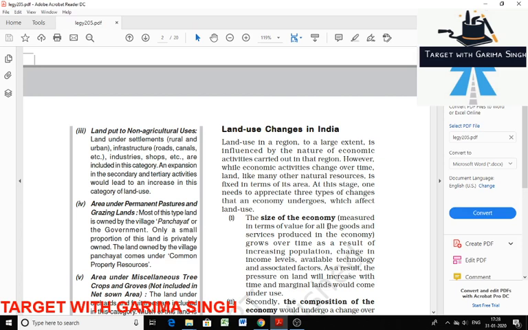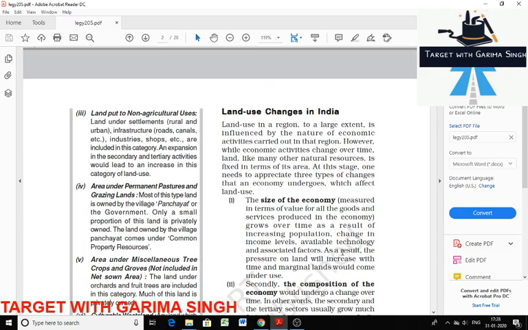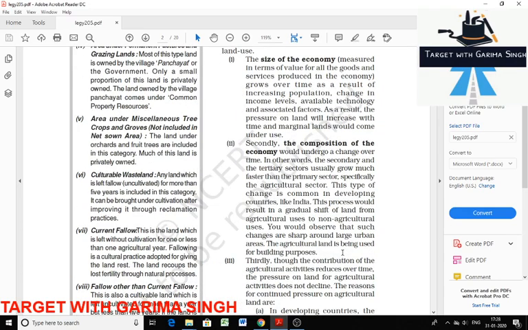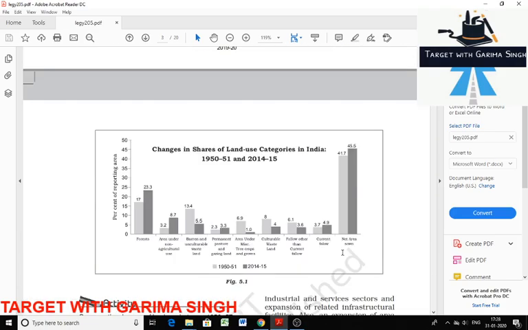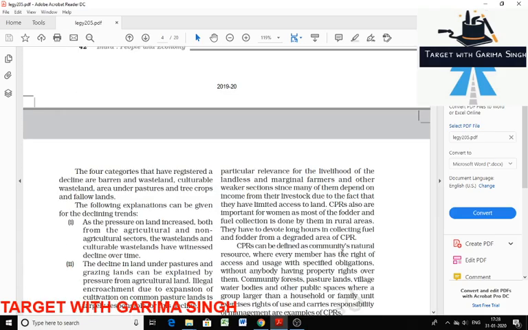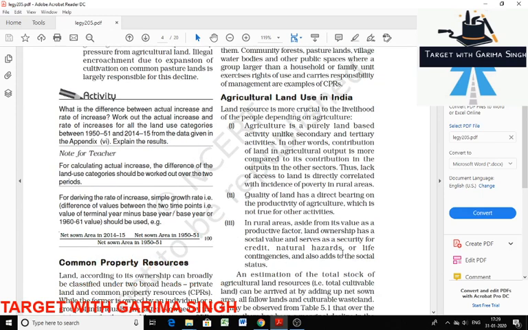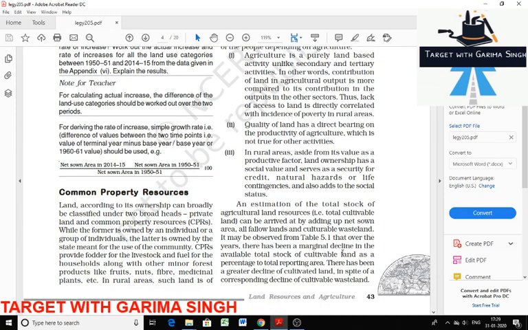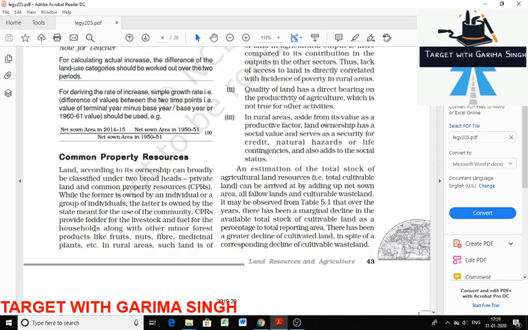On the basis of ownership, land use can be classified into two categories: private land, that is owned by an individual, and the other is common property resource. Common property resource is basically available for all and can be used by any person. It provides fodder for the livestock and fuel for the household. In rural areas, such land is of particular relevance for the livelihood of the landless and marginal farmers.